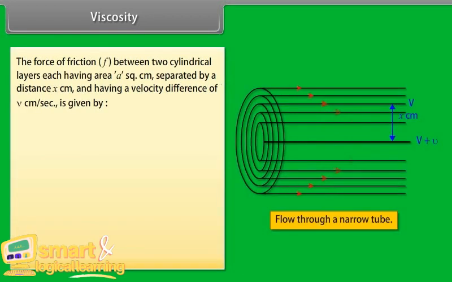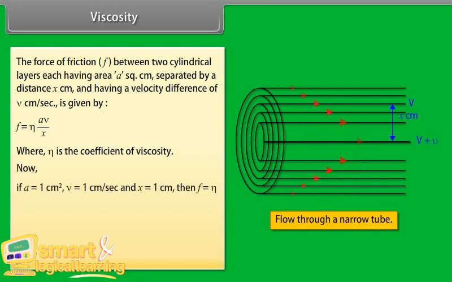The force of friction F between two cylindrical layers, each having area A square centimeter, separated by a distance x centimeter and having a velocity difference of nu centimeter per second, is given by F = eta A nu by x, where eta is the coefficient of viscosity. Now, if A is equal to 1 centimeter square, nu is equal to 1 centimeter per second and x is equal to 1 centimeter, then F is equal to eta.